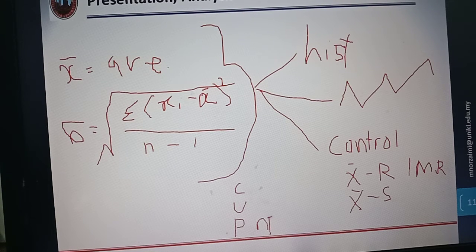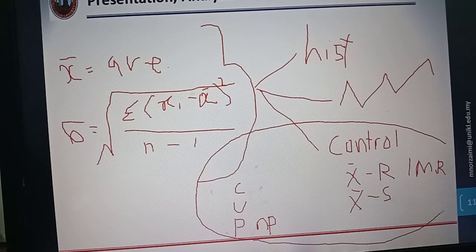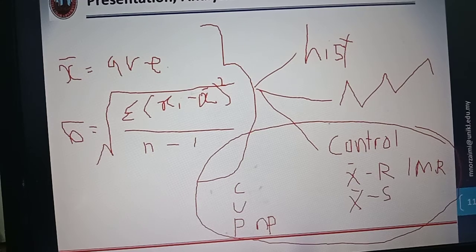Now your assignment is to please find the solution, find the steps on how to draw all these charts, and apply them into your thesis. Understand? Okay, now we go for the next.